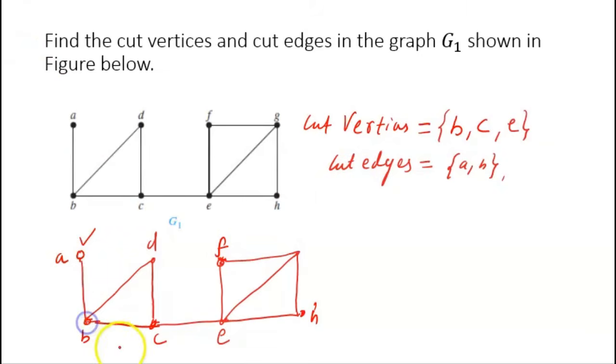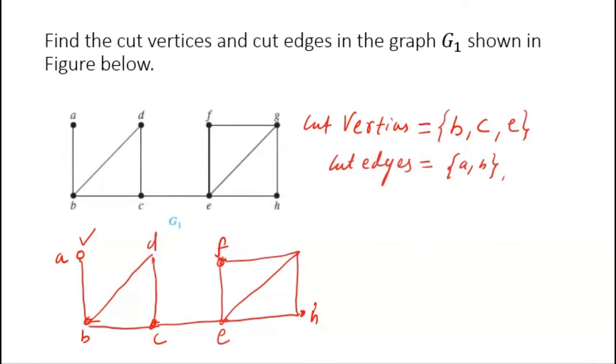And what about the BC edge? If I remove the BC edge, the graph is still connected. So BC is not a cut edge, or BC is not a bridge. If I remove this BD, then also the graph is connected. So BD is also not a cut edge. What about CD? If I remove CD, this graph still remains connected. So CD is also not a cut edge, right?